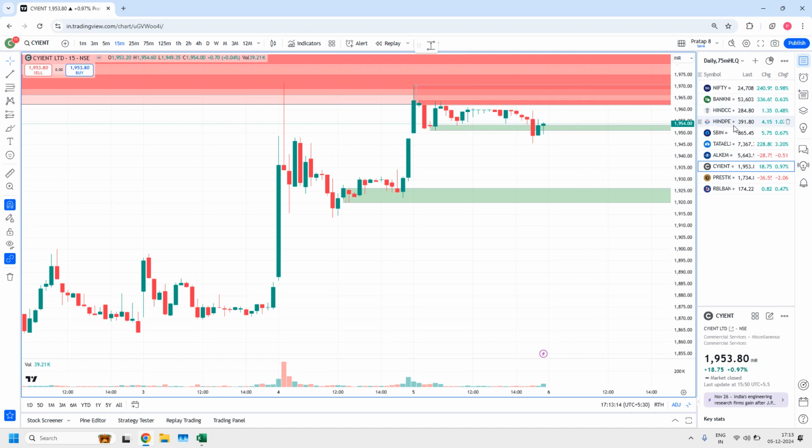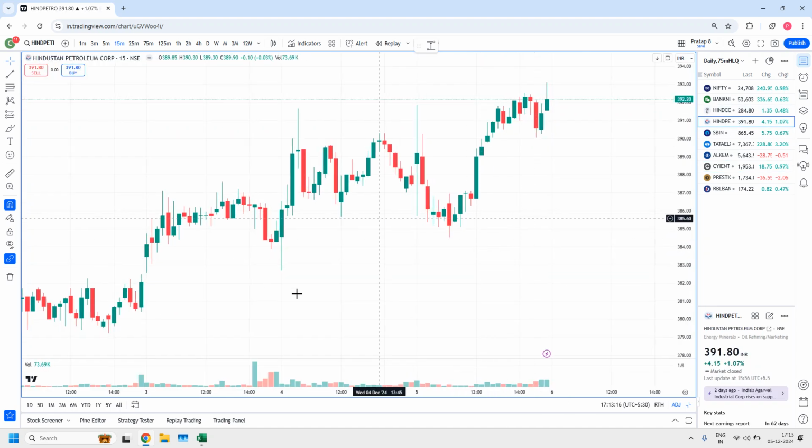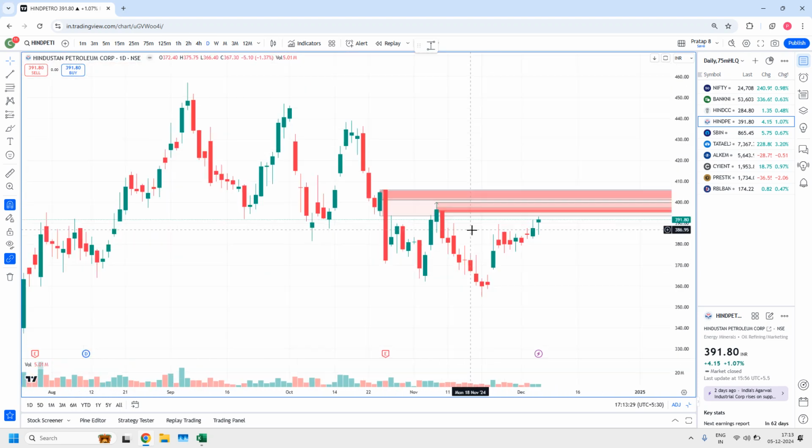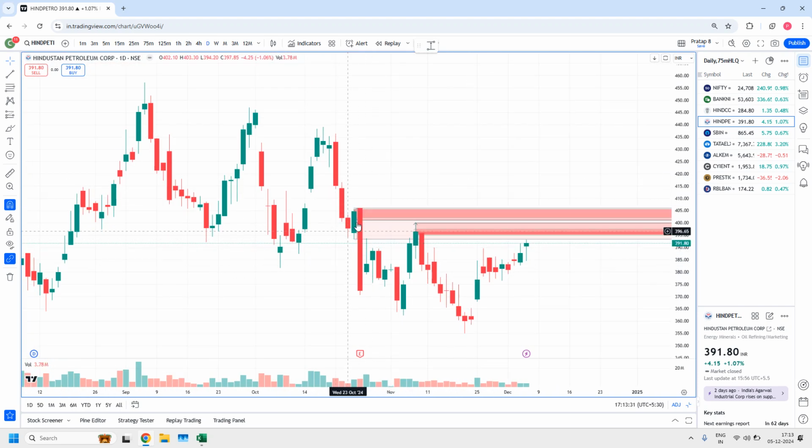Let me start with the next one, Hindustan Petroleum. In Hindustan Petroleum, we have a daily high liquidity supply zone. Yesterday our software identified the stock near the daily high liquidity supply zone. Go to the daily time frame. Here you have a drop, one base candle, a medium size leg candle as part of the base, and then a drop. This is how our software identified it.